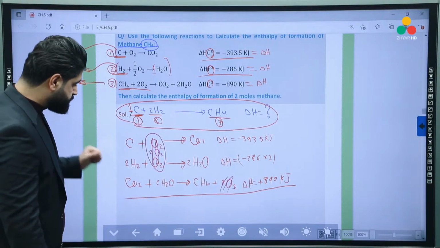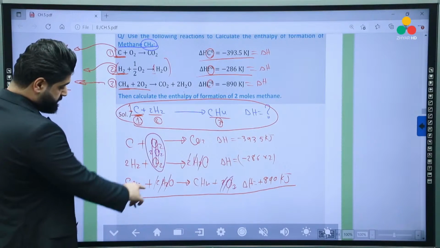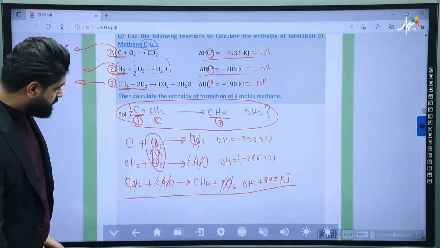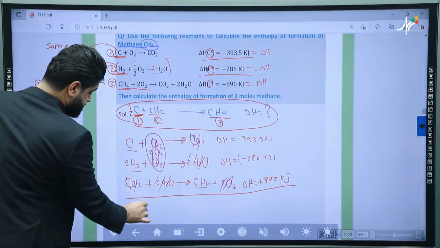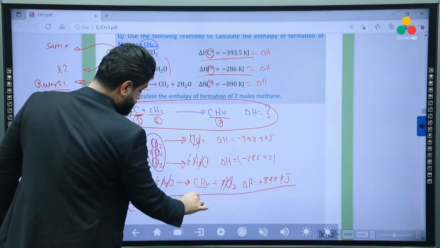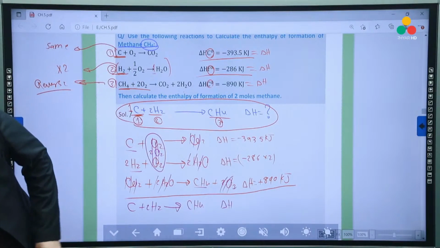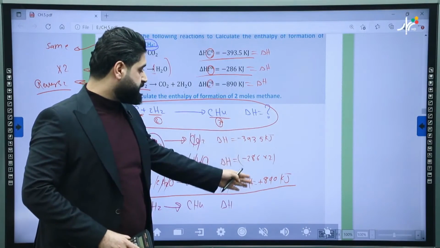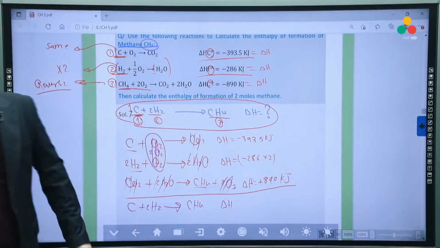Then, H2O. Here we have two H2O. It will be cancelled with two H2O also. CO2 with CO2 also. So now, what's left? Carbon, 2H2, CH4. Carbon plus 2H2 producing CH4. About delta H, just use your calculator and make a summation between these numbers, you're going to get the answer. It's very easy, okay?